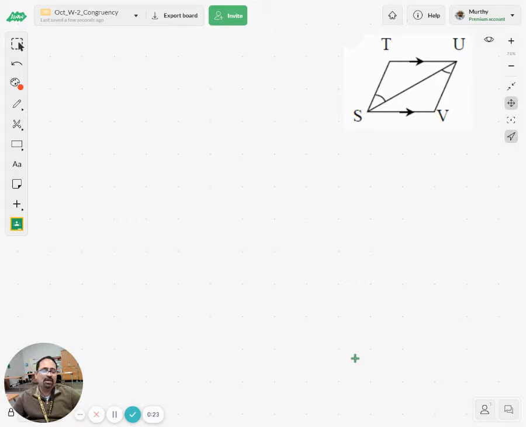TUS and UVS, they are two triangles, but no additional information is given. Now you can see that in this diagram, there are two triangles, but no additional information is provided. So I can take this as given: these arrowheads indicate that line segment TU is parallel to SV.